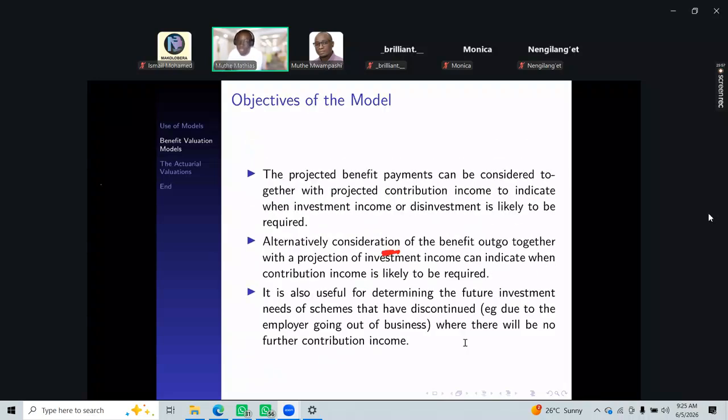Yeah, so the objective of the model, of course, you can read more here, but at the end of the day, you need to have an objective. What am I trying to achieve? And the objective is the one which will guide you on the choice of the model which you have to use, the assumptions which you have to make, and stuff like that.